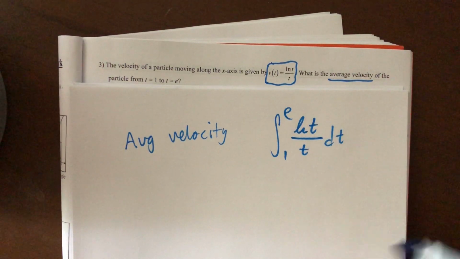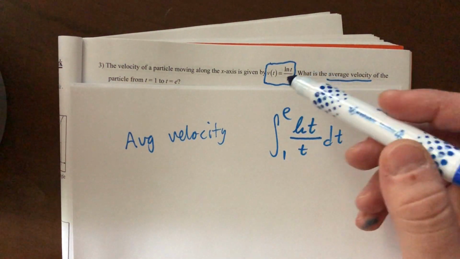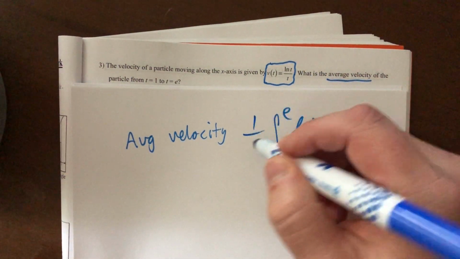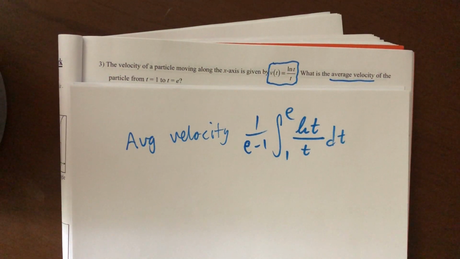So average value of velocity. We have our velocity, so we'll take the integral of it and then go from there to there. Plug that into your calculator, that gives us the average value. And this is 100% doable with U substitution. It's a nice straightforward problem. It works out really well.